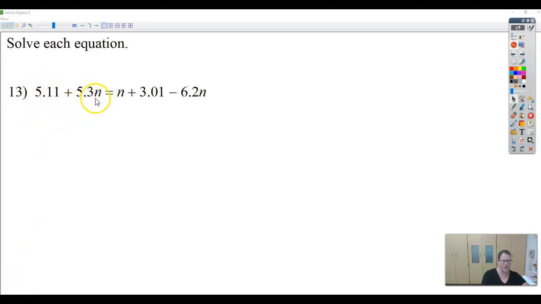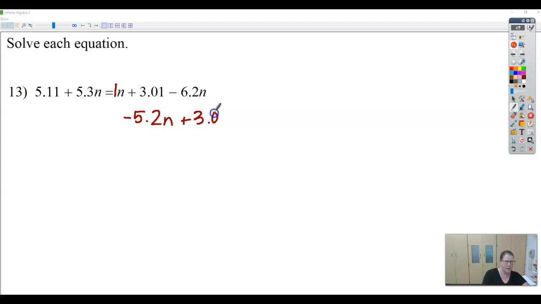5.11 plus 5.3n. I can't go ahead and add those because they're not like terms, because that one's multiplied by n. On the other side, I do have this n here, and I have a negative 6.2n here. Those are like terms, so I can combine those. Remember, if I don't see a number in front of the variable, it's like there's a 1 there. So this is like a 1n. So if I do 1n minus 6.2n, that's going to give me negative 5.2n.